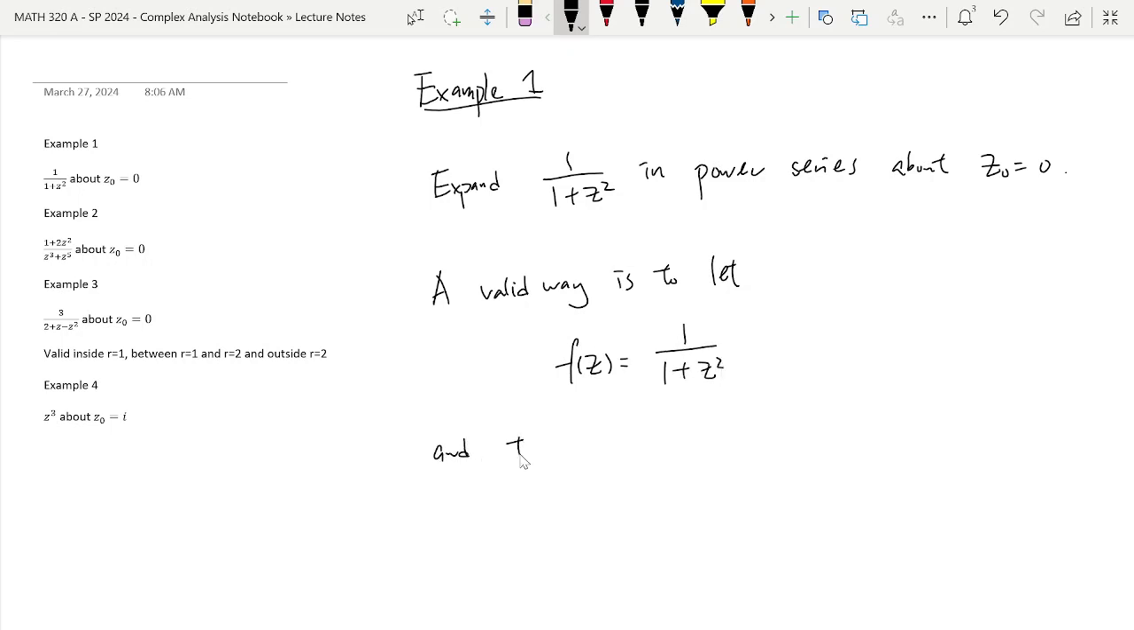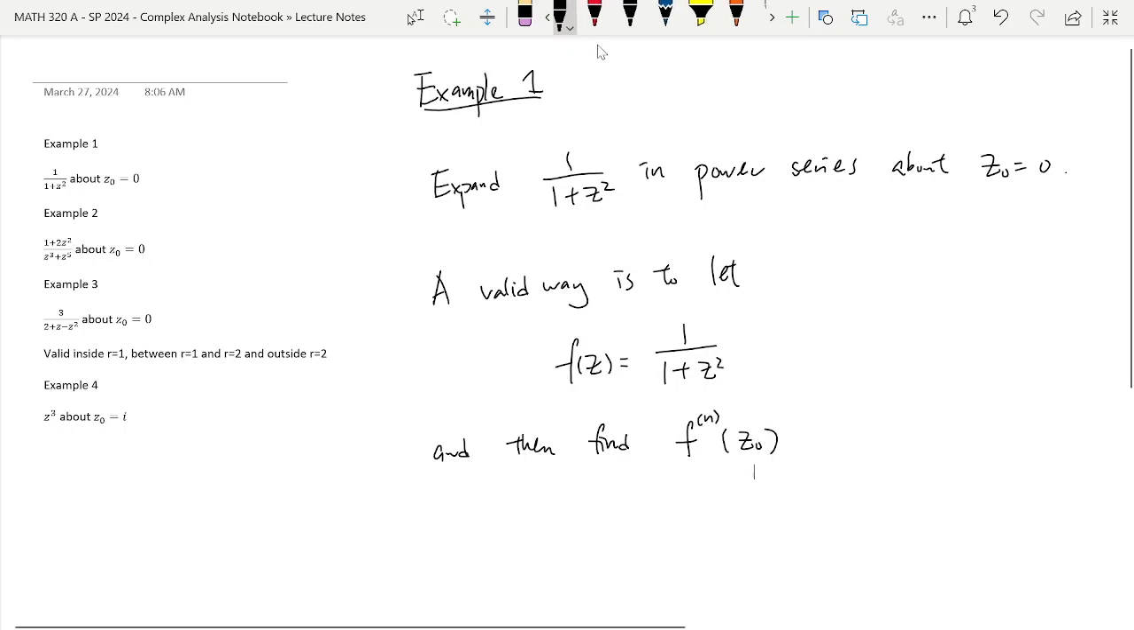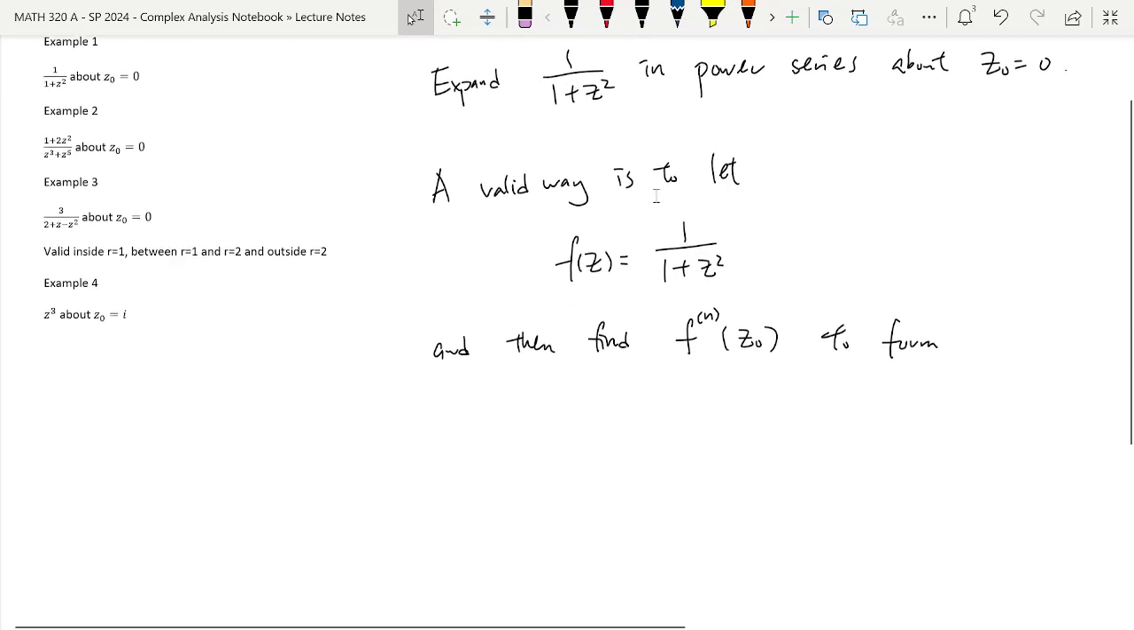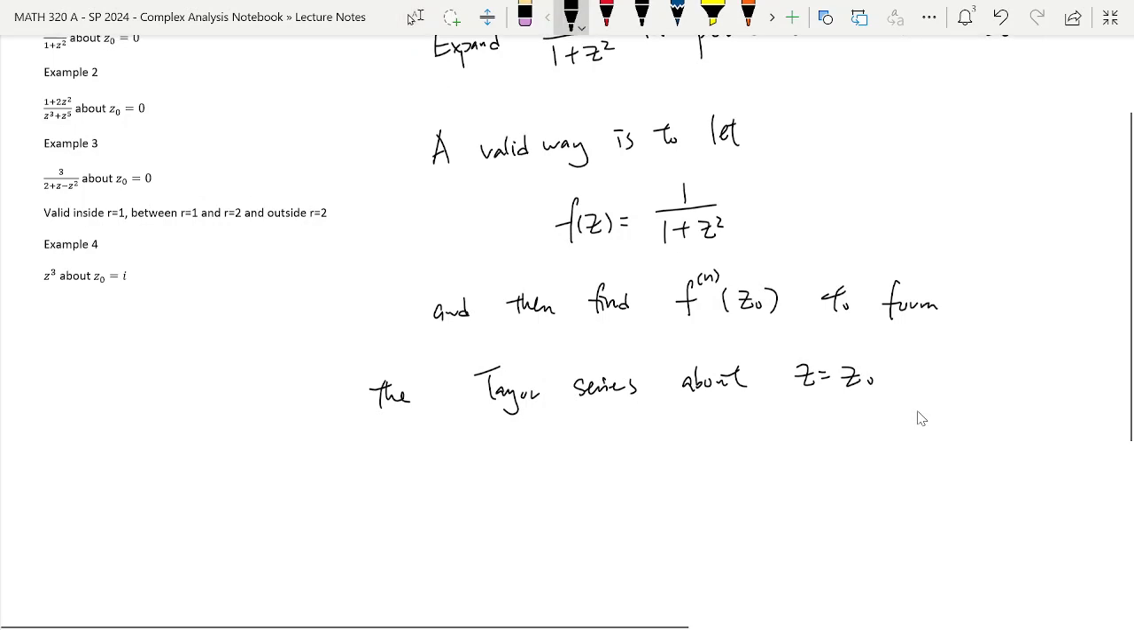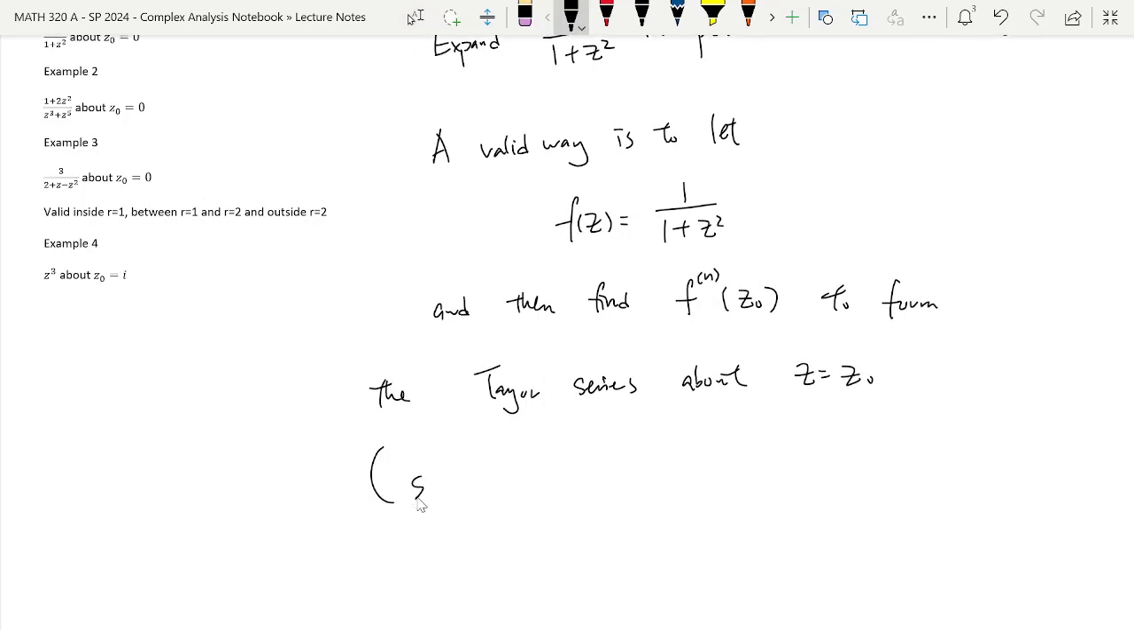and then find f's nth derivative evaluated at z0 to form the Taylor series about the point z equals z0. And here, since your z0 equals 0, it's also called a Maclaurin series.